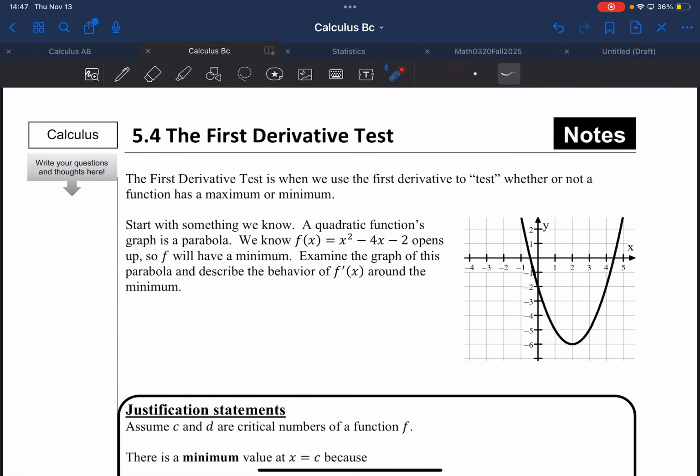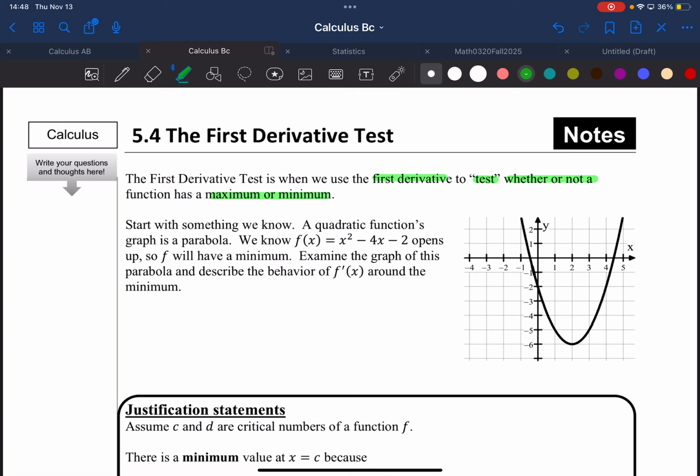It's recording. Okay, so 5.4 is the first derivative test. The first derivative test is when we use the first derivative to test whether or not a function has a maximum or a minimum. So first derivative test, test whether or not we have a maximum or minimum. Okay, so it says start with something we know.